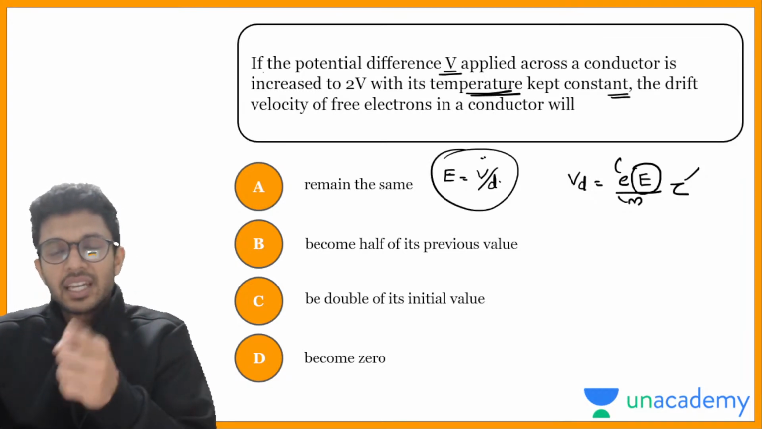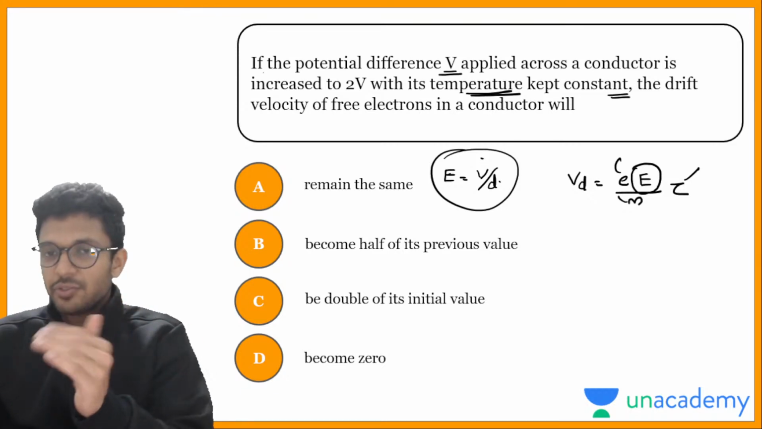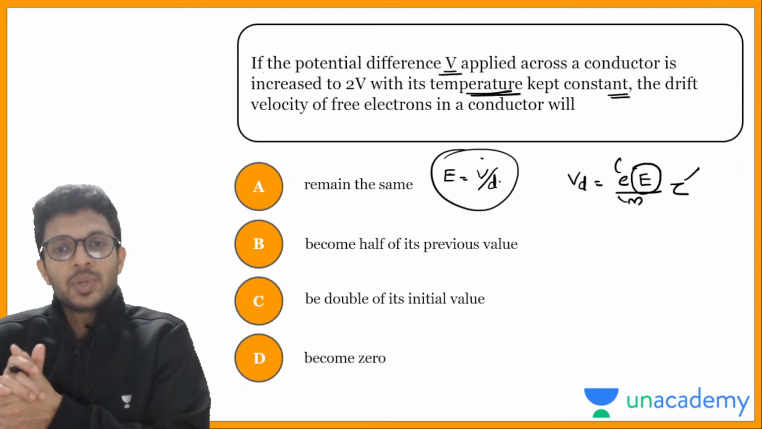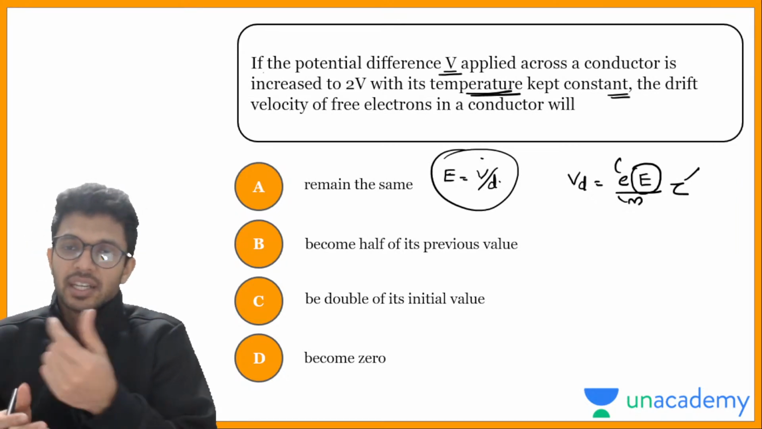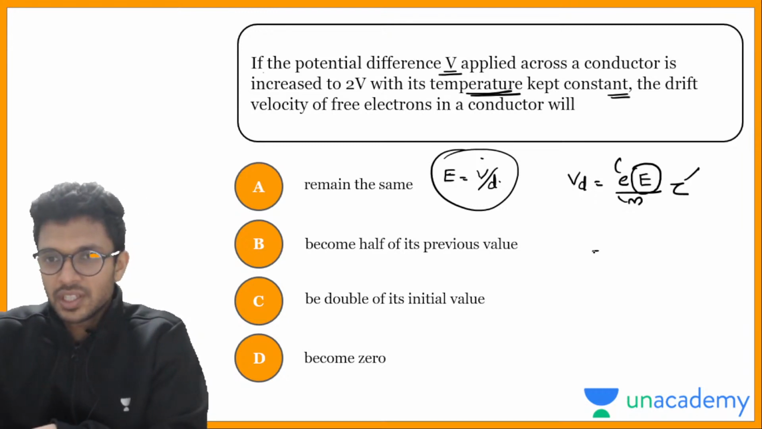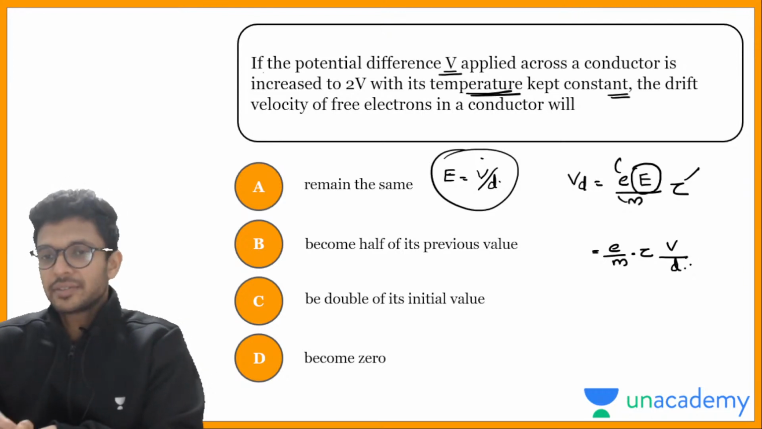It's simple. Electric field is equal to V by D. Whoever doesn't know, write it down. Potential difference divided by the distance between the points where we are finding the electric field is D. So electric field is V by D. I'm going to substitute it here: E by M into 2, the electric field, I'm going to write it as V by D.